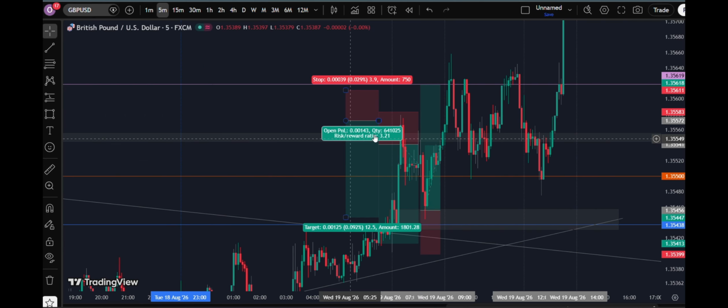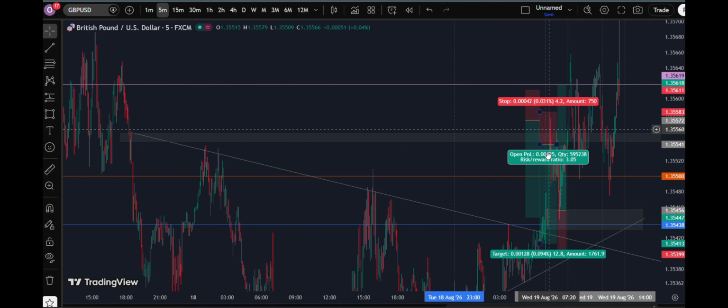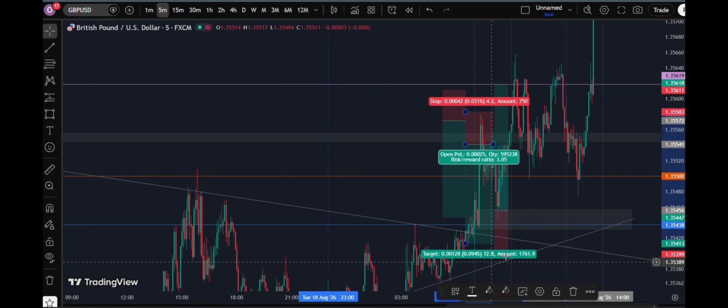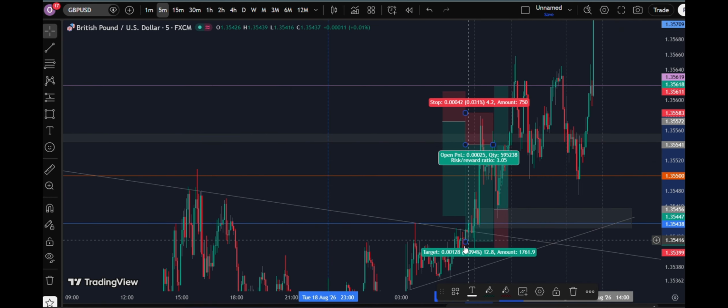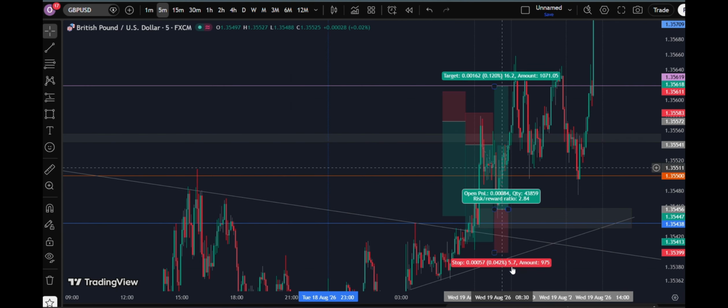I took 2 entries here, one to counter for stop loss. This one worked out, but this one failed because the market didn't reach that area. I also took more entries here, in case they come to this liquidity, but I don't want to show it here.